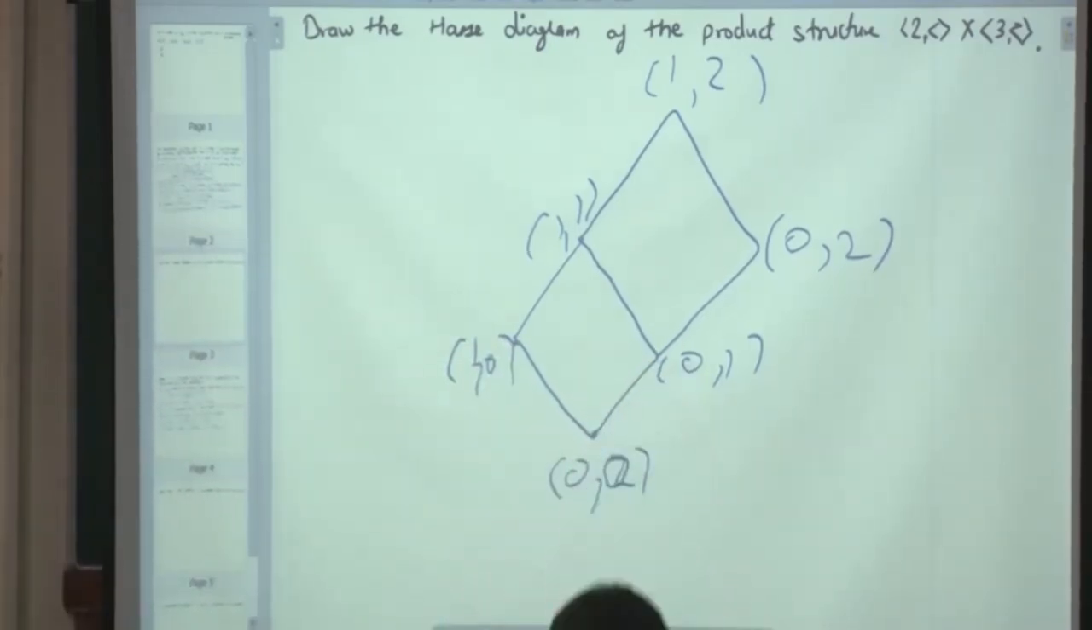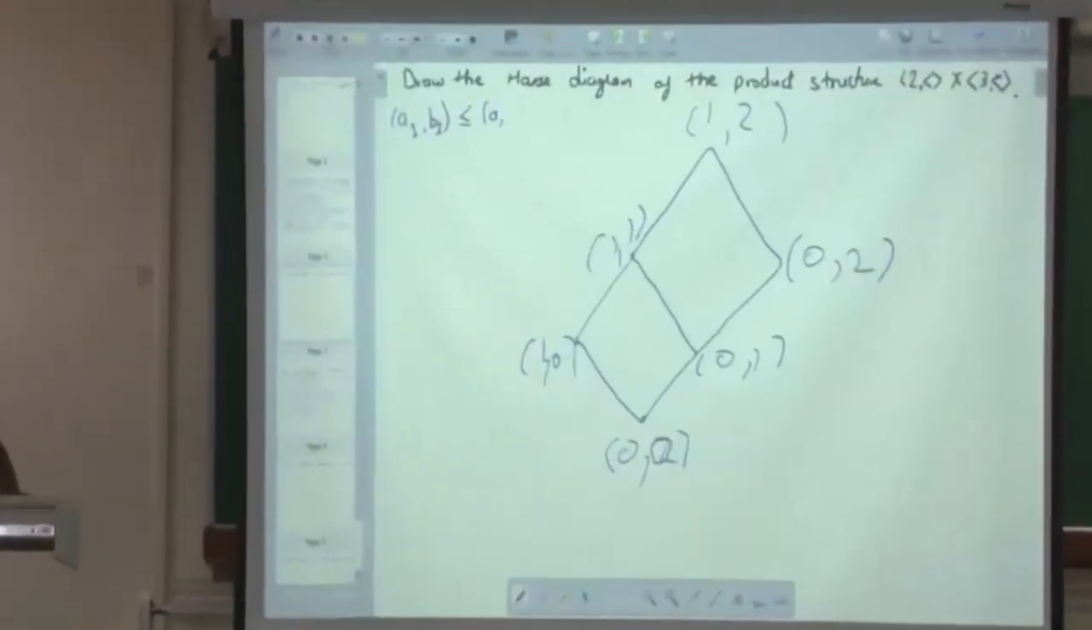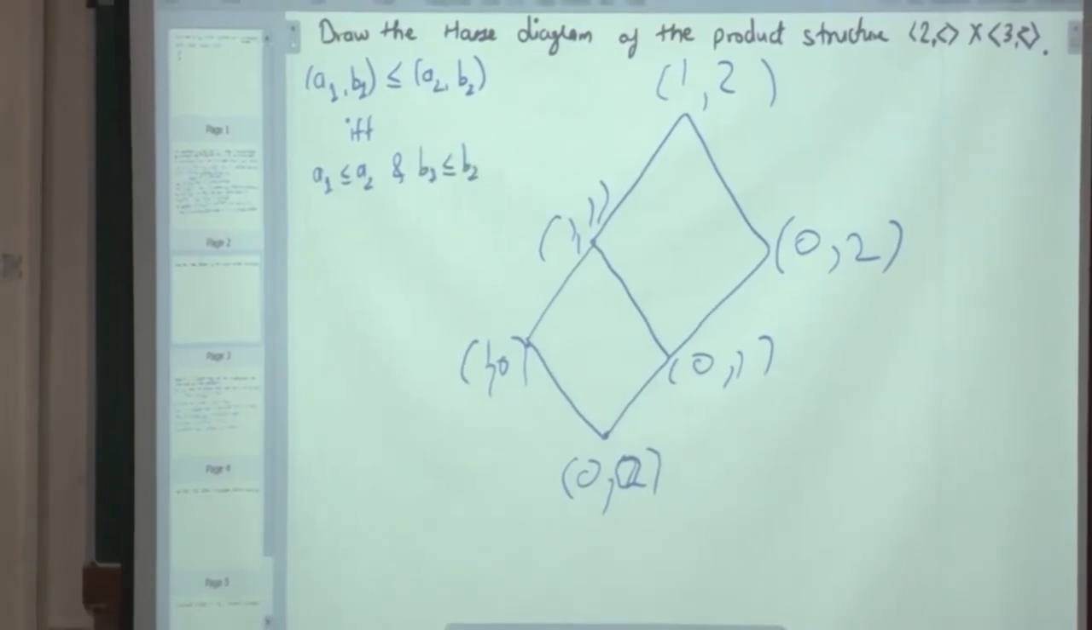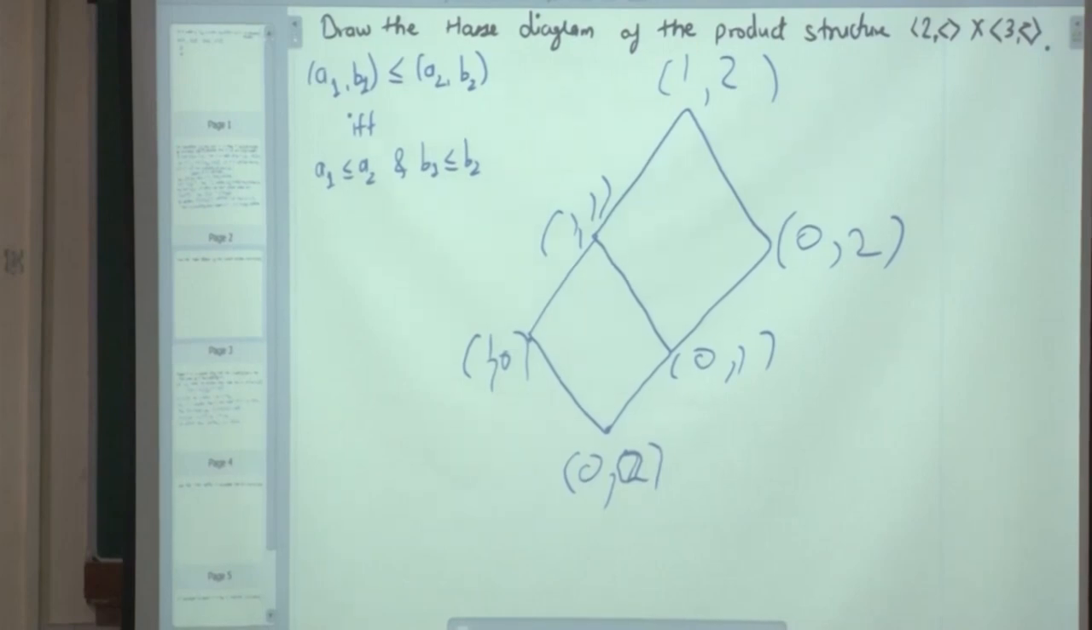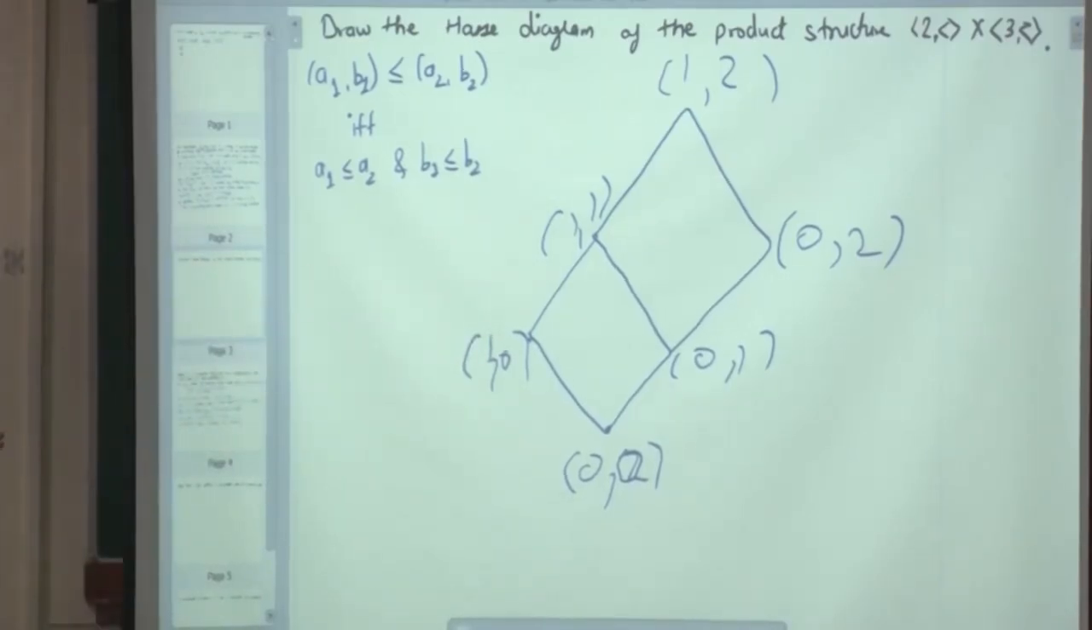Now, we still have to understand what this structure is trying to tell us. What is the language here? L ord. In the product structure, (a1, b1) is less than or equal to (a2, b2) if and only if a1 is less than or equal to a2 and b1 is less than or equal to b2. So this is the definition, and that is precisely what you observe here. With two coordinates, there is a path between pairs if and only if both coordinates are less than or equal. A very simple exercise just to make sure you understand the concept.